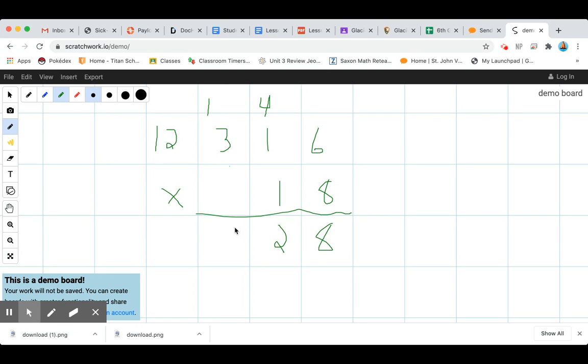Plus 1 is 25. Now, one thing we do want to keep in mind is that once we've completed that first set of multiplying with that space, we want to erase or cross these numbers out so that we don't get confused when we're adding up later, right?